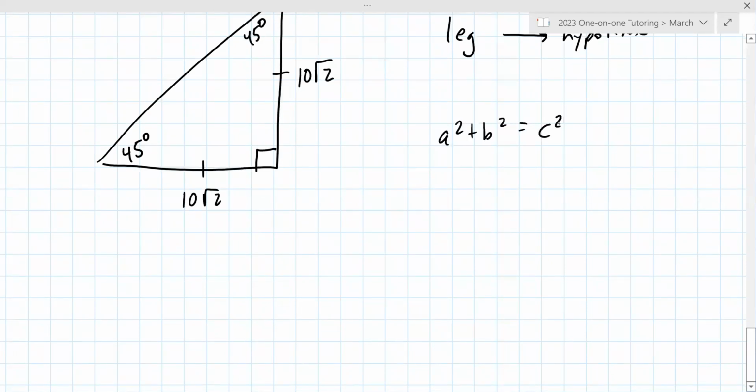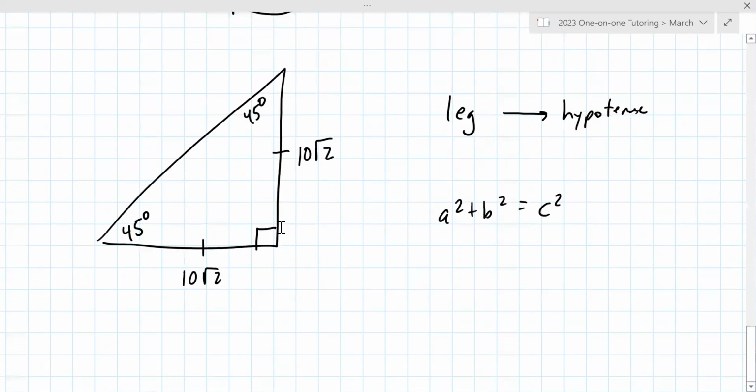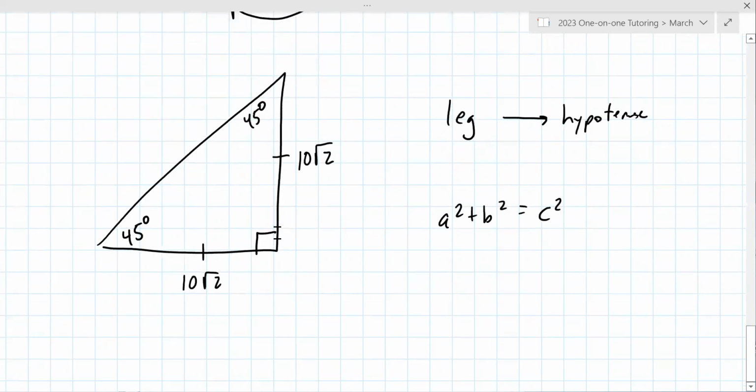So what is the value of a in this problem? A and b are the legs, aren't they? Yes, they are. But the legs are just at the bottom. They come out from the 90 degree angle. That's why they're called legs.